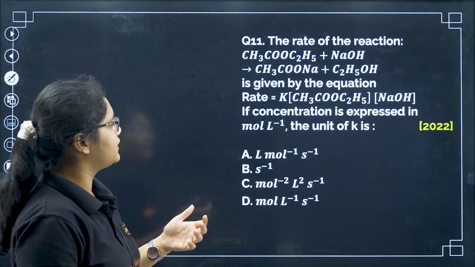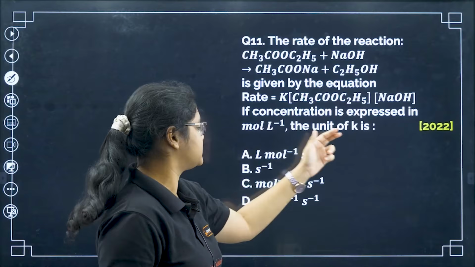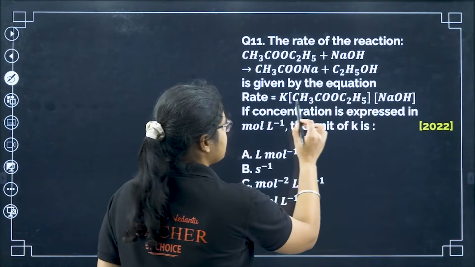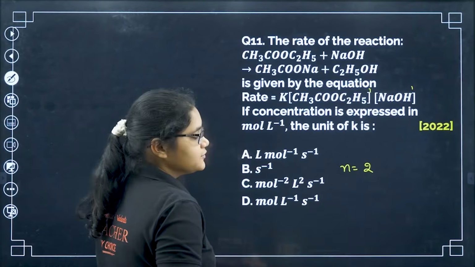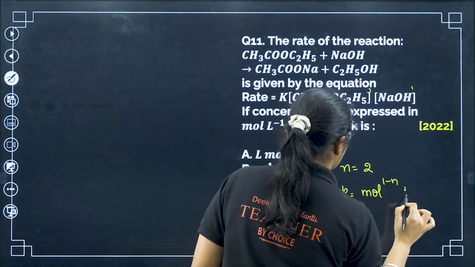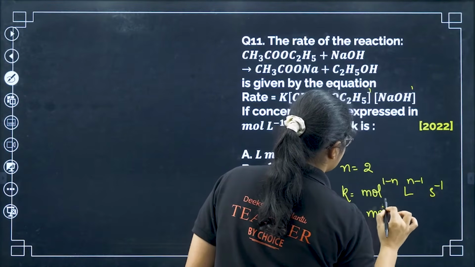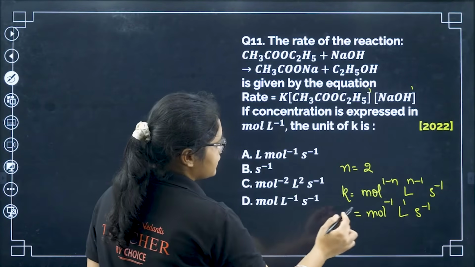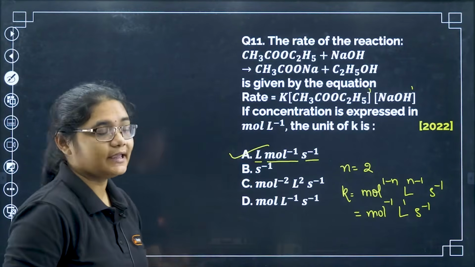11th question, the rate of the reaction is given by this equation. If the concentration is expressed in mole liter inverse, the unit of K is. So you can see here that this is also 1, this is also 1, so the order of the reaction is 2. Okay, so what will be the unit of rate constant? You have moles to the power of 1 minus n, liter to the power of n minus 1, second inverse. So I have moles 1 minus 2 minus 1, liter is 1, second inverse. So I have here mole inverse liter second inverse, that is option number A.